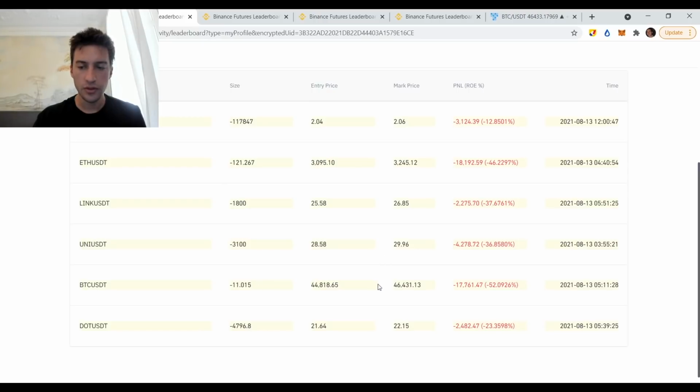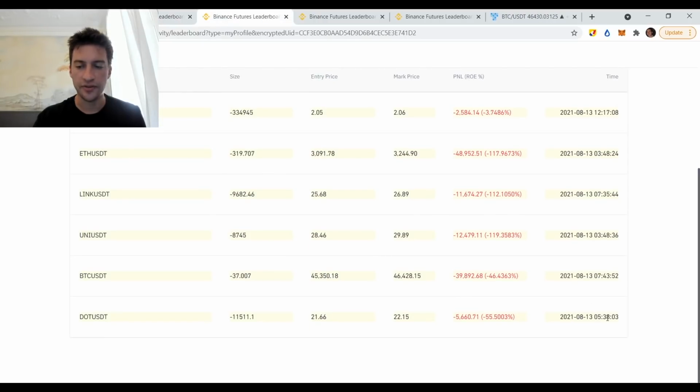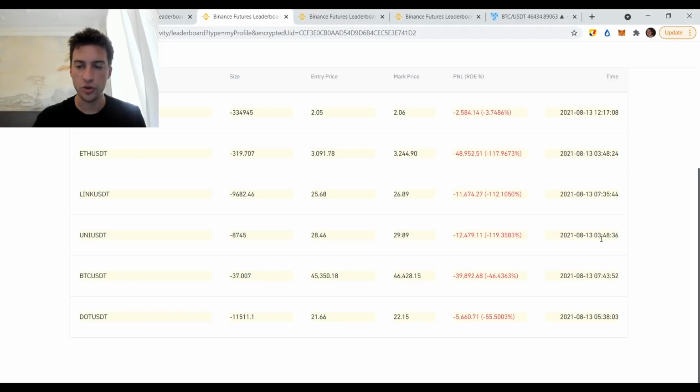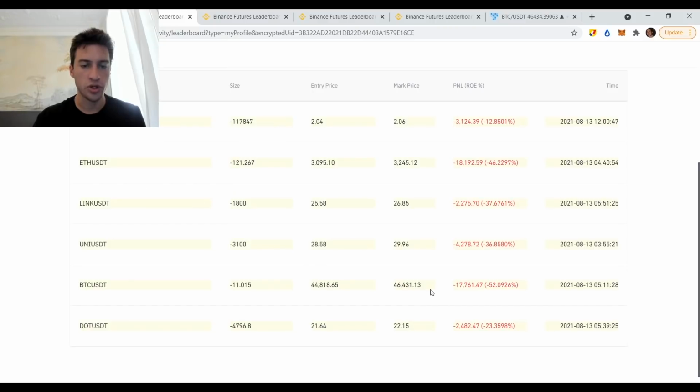Then, actually the best example is DOT, pardon me. This person shorted DOT at 5:38. This person shorted DOT at 5:39, at about the same price, 21.64. You'll notice that. This person shorted UNI at 3:48 at the price of 28.46. This person shorted UNI at 28.58, 7 minutes later.